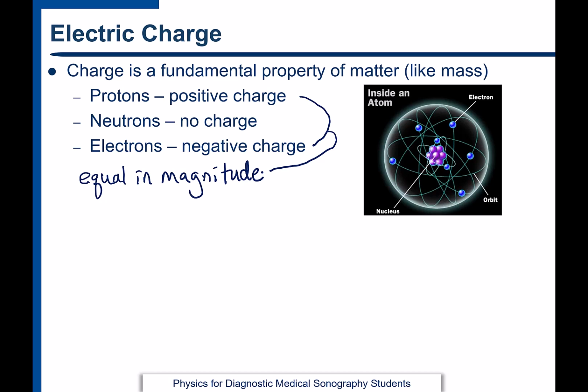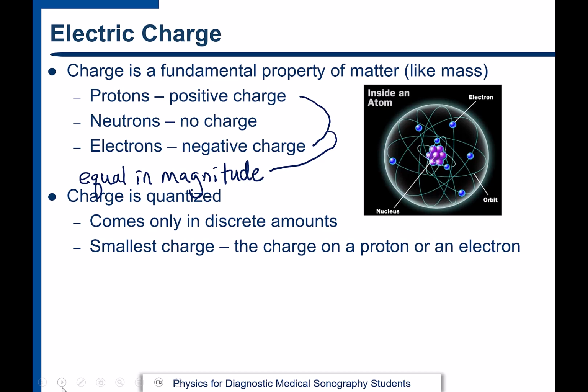So every proton has the same charge on it. Every electron has the same charge on it. So charge is a fundamental property of matter. Now neutrons, the other particle that we find inside an atom, have no charge. They're neutral.